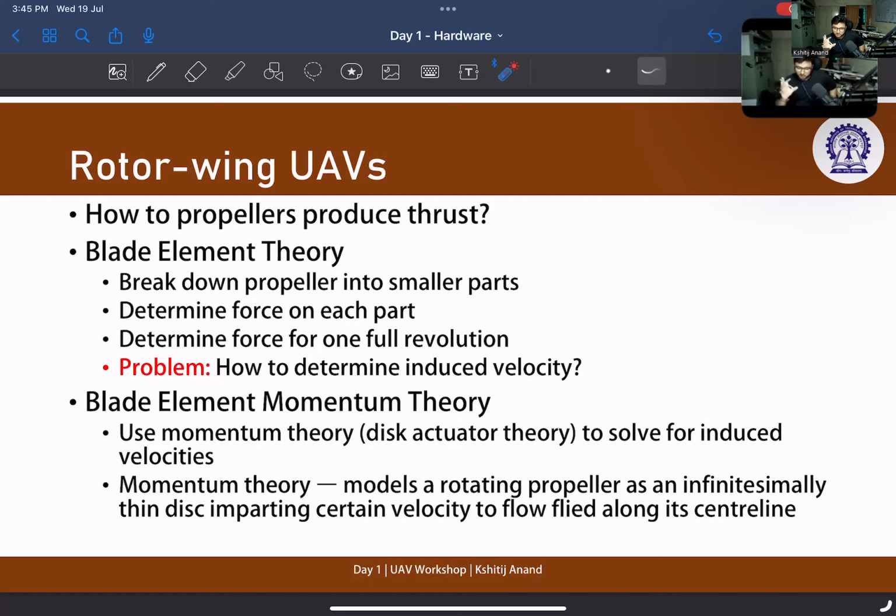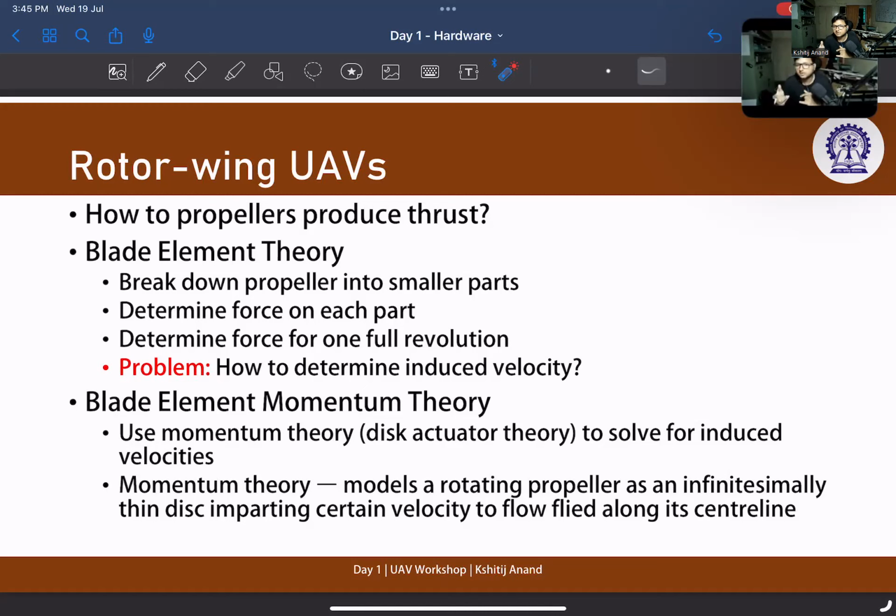Momentum theory accounts for a propeller as a thin disk, and then it gives you the relations between induced velocity and the velocity after that. Then you combine the blade element theory and the momentum theory, and that results in blade element momentum theory, which is the most accurate description of how a propeller produces thrust. It's going to give you the best results if you want to analytically determine how much thrust a propeller is providing.